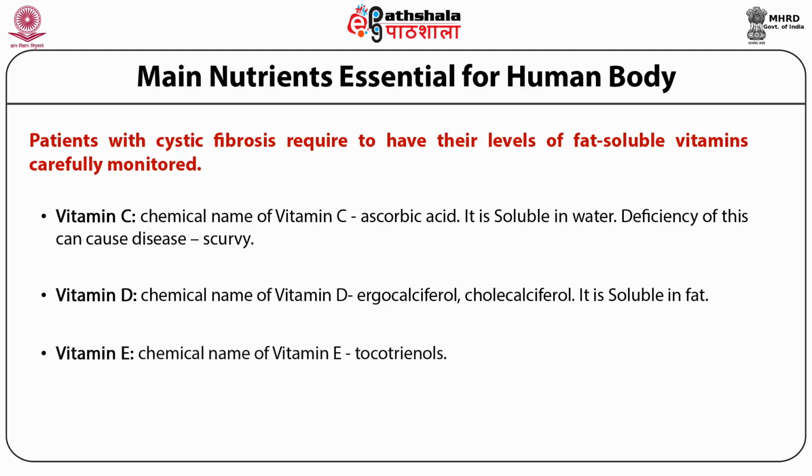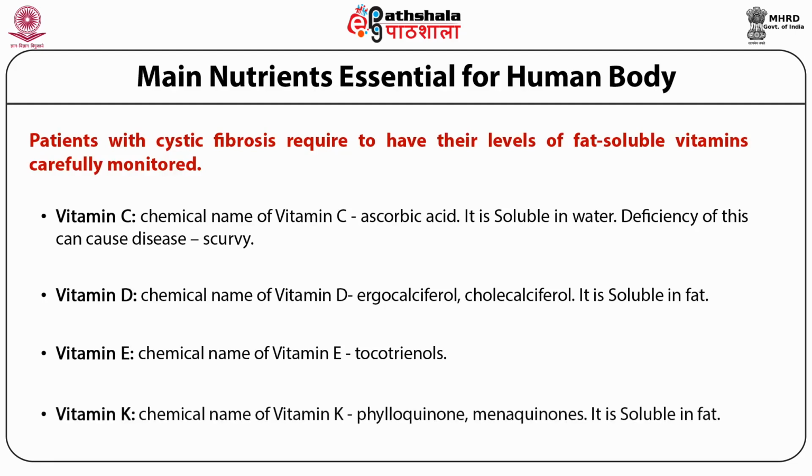Vitamin E is chemically tocopherols and tocotrienols. It is soluble in fat, and deficiency leads to hemolytic anemia in newborn babies, while overdose of it causes higher risk for congestive heart failure. Vitamin K is chemically phylloquinone, menaquinone. It is soluble in fat, and deficiency may increase tendency to bleed. Overdose of it may include the effects of warfarin.